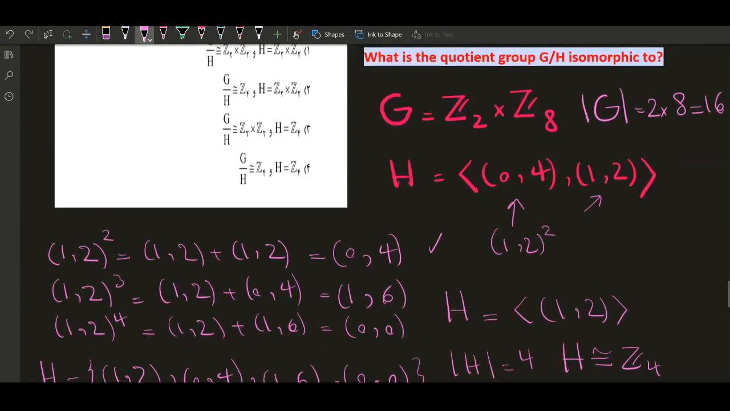And here we see that the correct answer is option 4, because we proved that H is isomorphic to Z4, and our quotient group is isomorphic to Z4 too. So this is the correct answer.